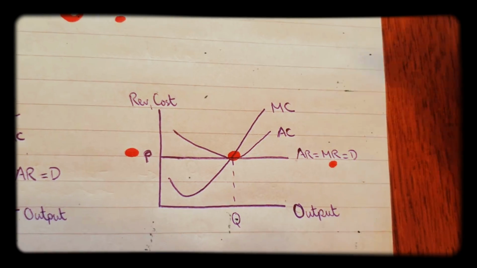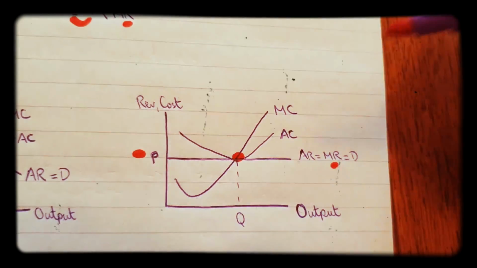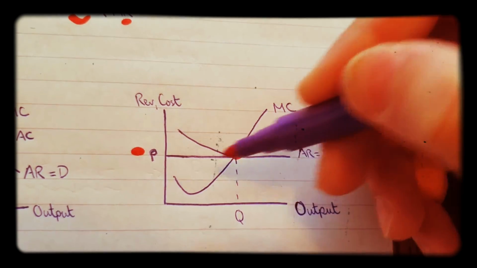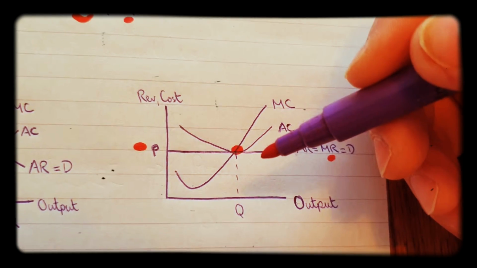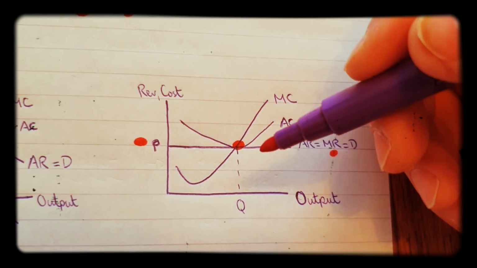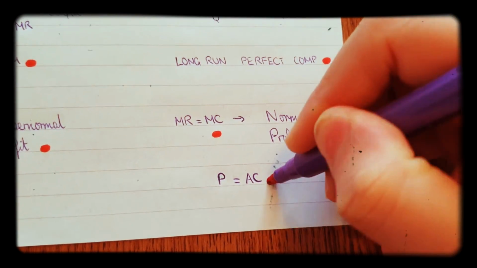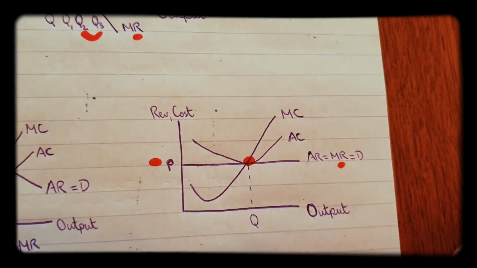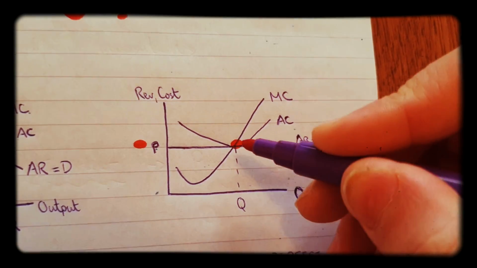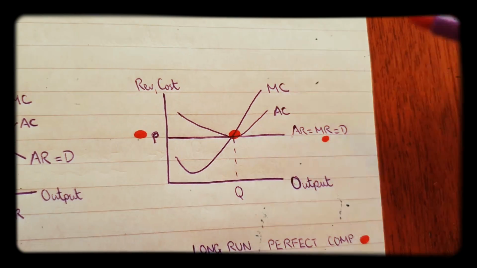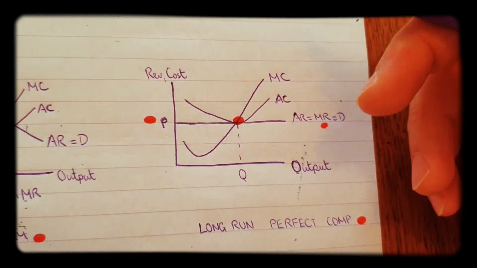As you can see, that's also on the demand curve. So that is the price, that is the quantity. There is no supernormal profit made. The competitive firm makes normal profits only, because price is equal to the average cost per unit. So price is equal to the average cost. P and C are at the same point.